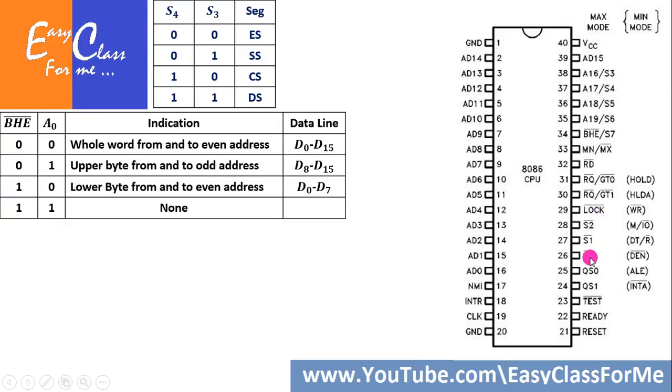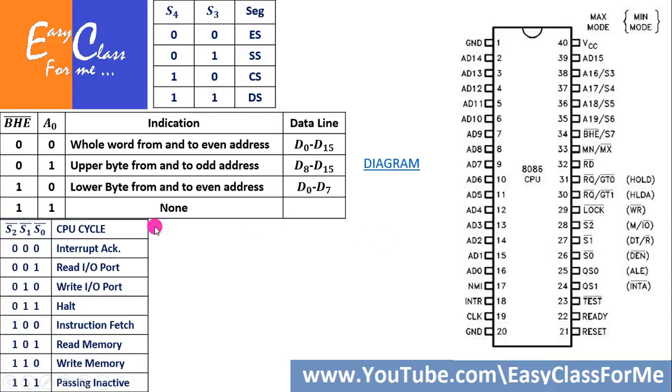Similarly, there are these pins S0, S1 and S2. They are similar to memory, input output, data transmit/receive and DEN, but since we are using multiple microprocessors in the same system, their usage is a little bit different, and we will see it here. These are the statuses of S0, S1, S2, and this is the meaning of that.